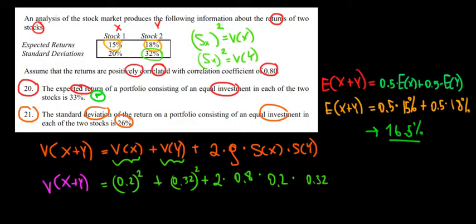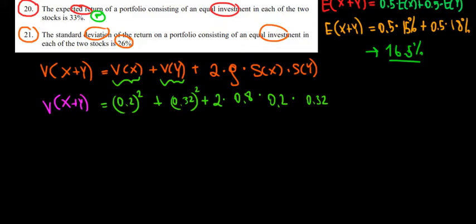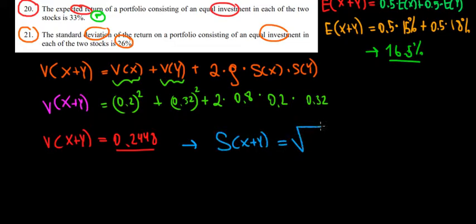Now, if we work out the math over here, what do we get? The variance of X plus Y is equal to 0.2448. That's just the variance, but we're looking for the standard deviation of this return. So the standard deviation of X plus Y is the square root of the variance, that's the square root of 0.2448, and that gives us a standard deviation of the return equal to 0.495, or in other words, 49.5%.